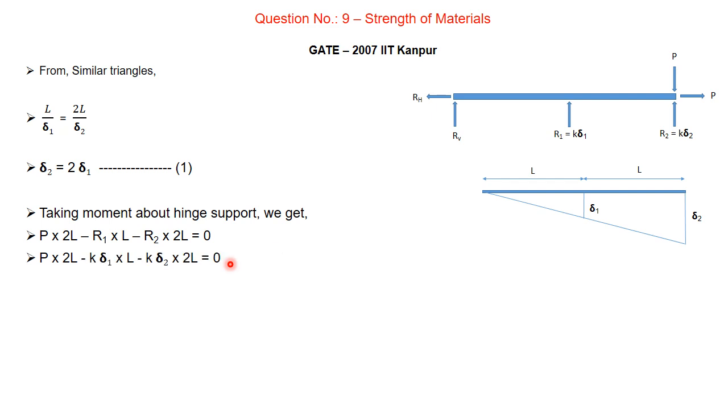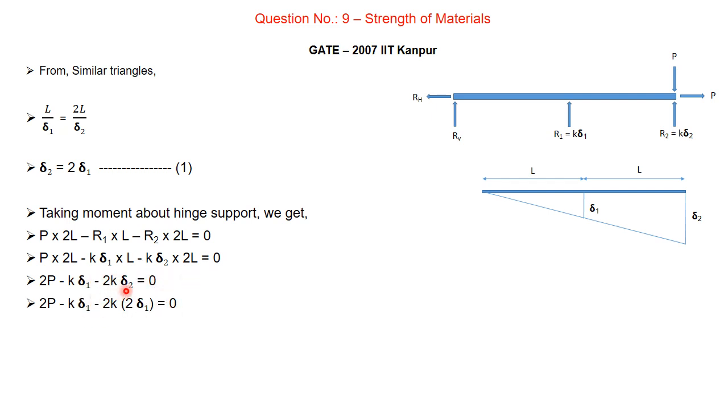Now simplifying this, P into 2L I'll keep as it is. We have seen that R1 is equal to K into delta 1, so I'll replace R1 with K into delta 1, and R2 is equal to K into delta 2, so I'll replace R2 with K into delta 2, and I have kept all the other terms as they are. Now if I take L common from all these three terms, the equation I'll be left with is 2P minus K into delta 1 minus 2K into delta 2 is equal to 0.